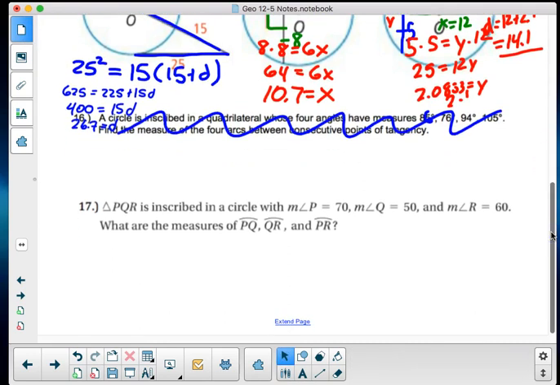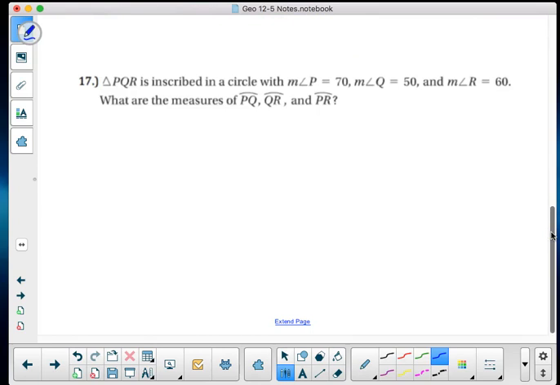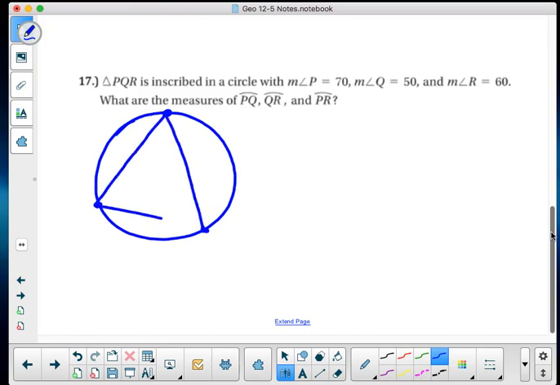Let's look at 17. PQR is inscribed in a circle. So I've got a circle, and I've got a triangle that I'm going to inscribe inside of it. Triangle PQR is inscribed in a circle with measure of angle P. So I've got P, Q, and R. And P is 70, Q is 50, and R is 60.